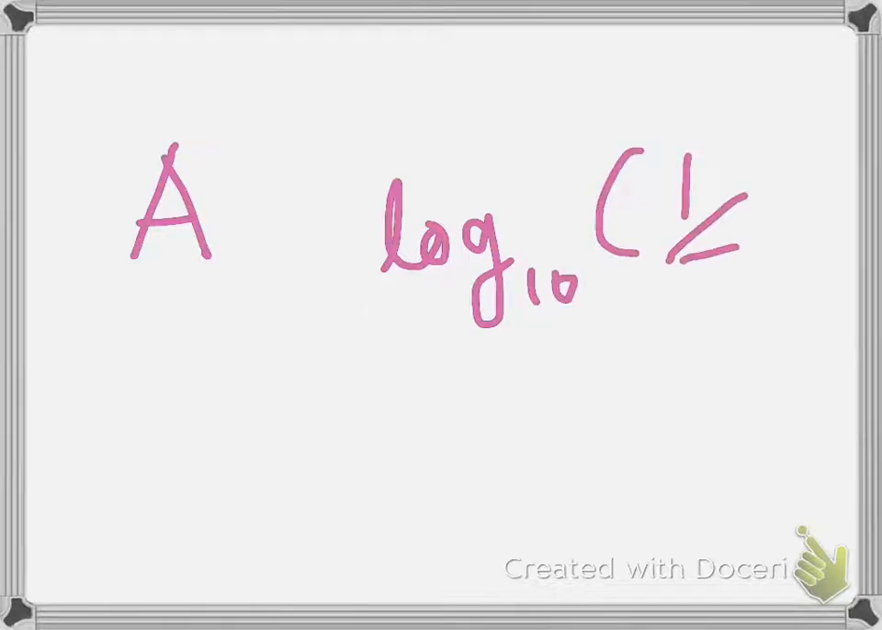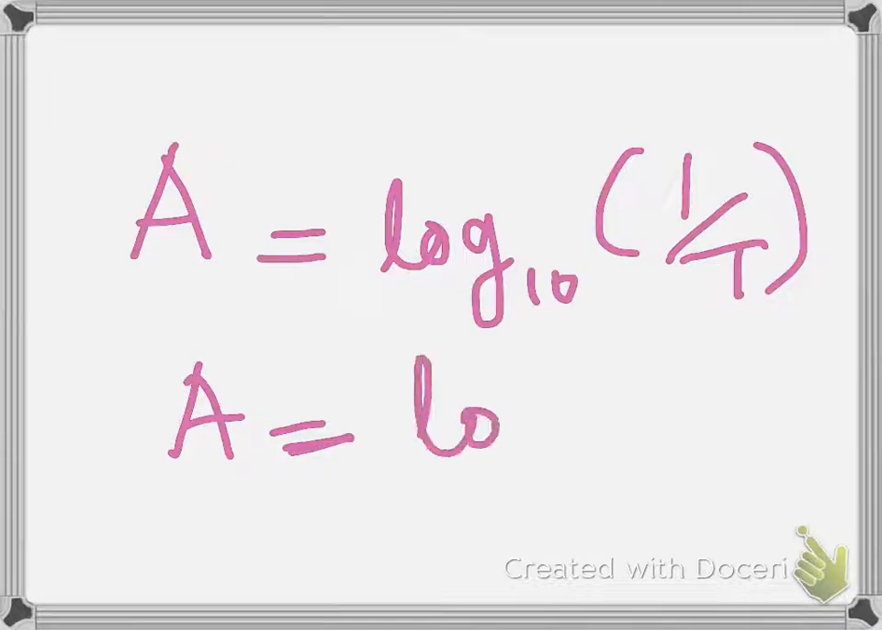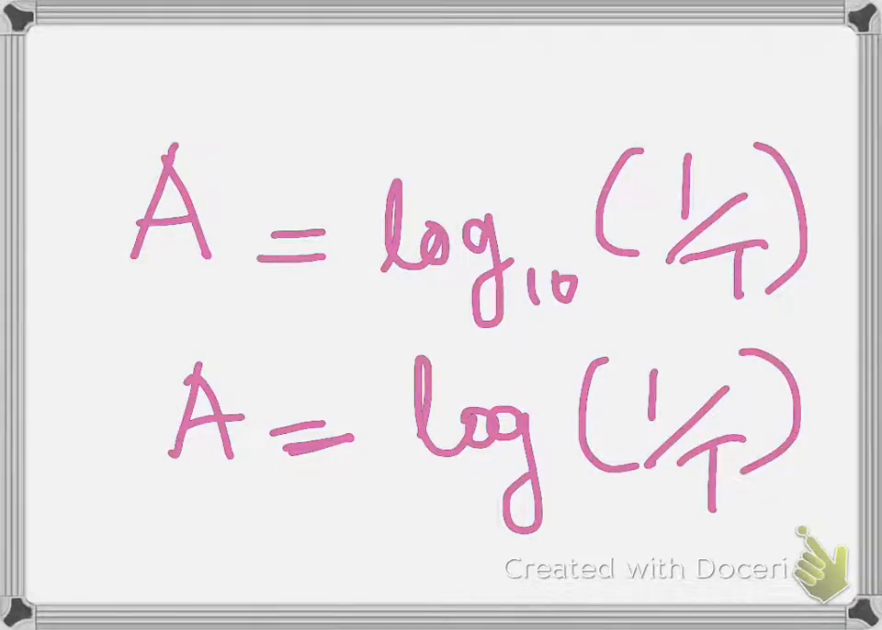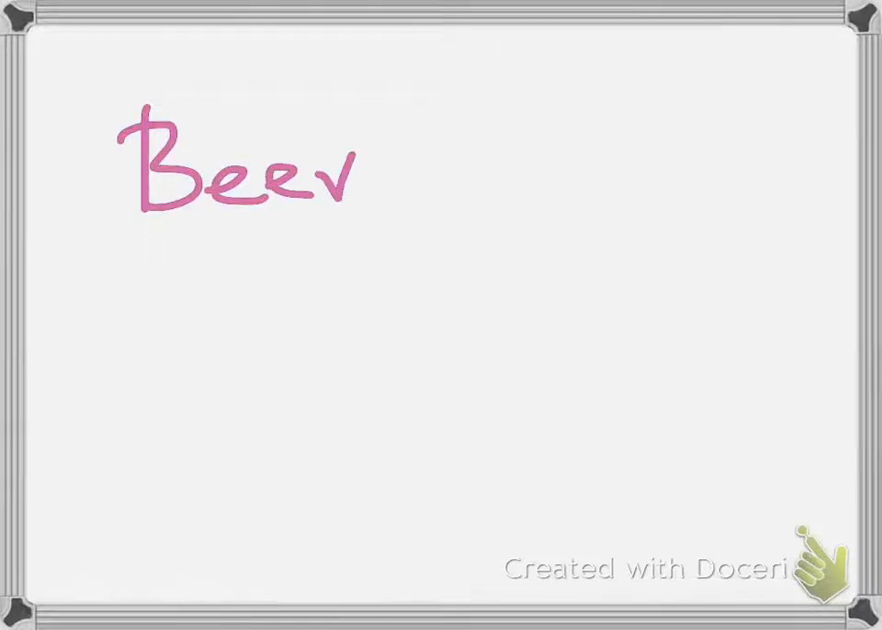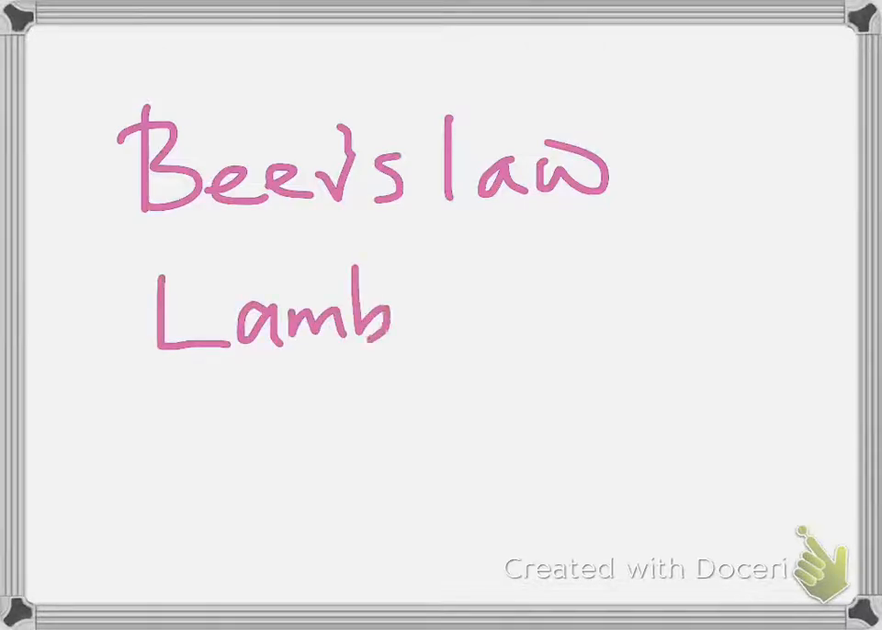The absorbance of the solution, A, is defined as the base 10 logarithm of 1 by T. That is, A equals log 1 by T. Colorimeter measurements are dependent on two important laws, Beer's law and Lambert's law.